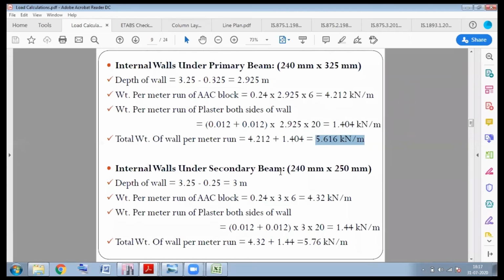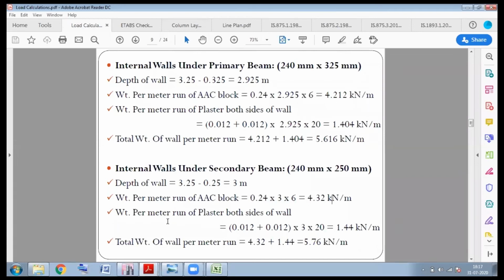For the secondary beam, the only difference between this calculation and that calculation is the depth of the beam. Here the depth of the primary beam is 325 mm, and here the depth of the secondary beam is 250 mm. The total height of the wall is 3.25 minus 0.25, that is equal to 3 meter. So the same procedure will be followed. The weight per meter run of AAC block is thickness into height into unit weight, that is equal to 4.32 kilonewton per meter.